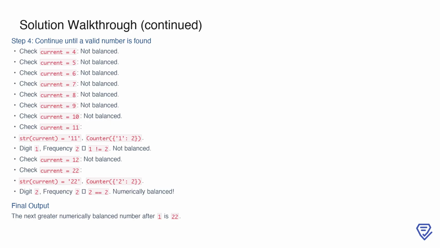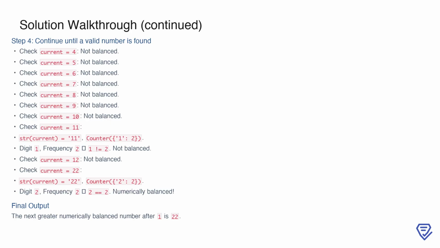We continue checking subsequent values of current. For current equals 4, 5, 6, 7, 8, 9, and 10, none of these numbers are numerically balanced because the frequency of their digits does not match the digits themselves. When we reach current equals 11, we see that the string representation is "11", and the frequency count is 1: 2. Here, the digit 1 appears twice, but since the digit 1 is not equal to its frequency of 2, it is still not balanced.